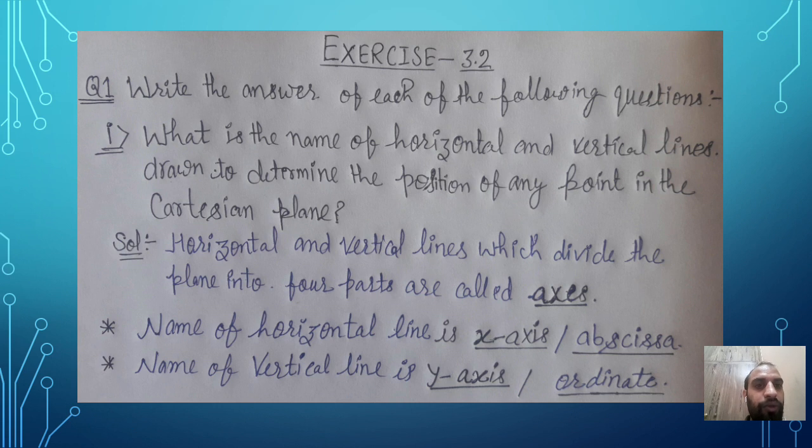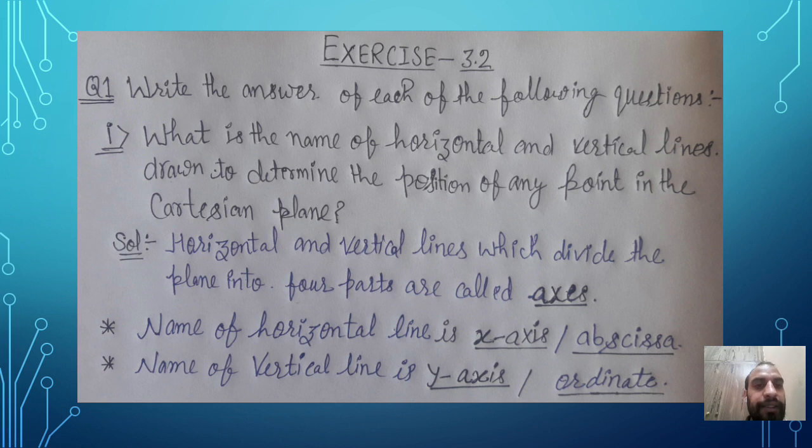So in 3.2 we have the first question: write the answer of each of the following questions. So let's take the first part. What is the name of the horizontal and vertical lines drawn to determine the position of any point in the Cartesian plane?